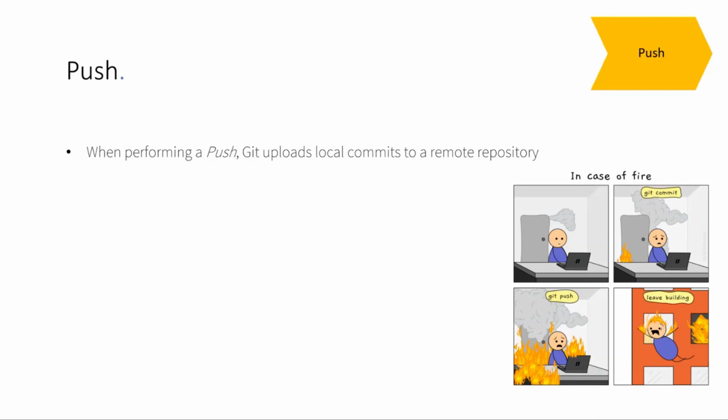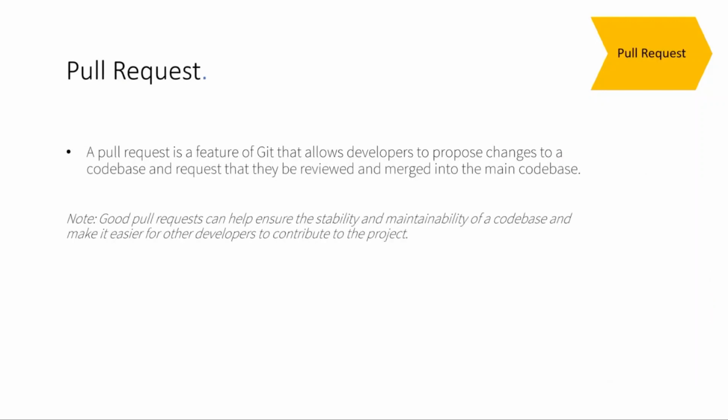Then you have push, and push is basically as soon as your work is done, you push it to the remote repository or to the online repository, to Azure DevOps. So your local changes on your computer, that's what you want to push to the cloud. So typically, as soon as your office is on fire, make sure your changes are committed and pushed to the cloud before you leave the building. Then you have a pull request, and a pull request is basically creating a request to merge your changes into the main branch.